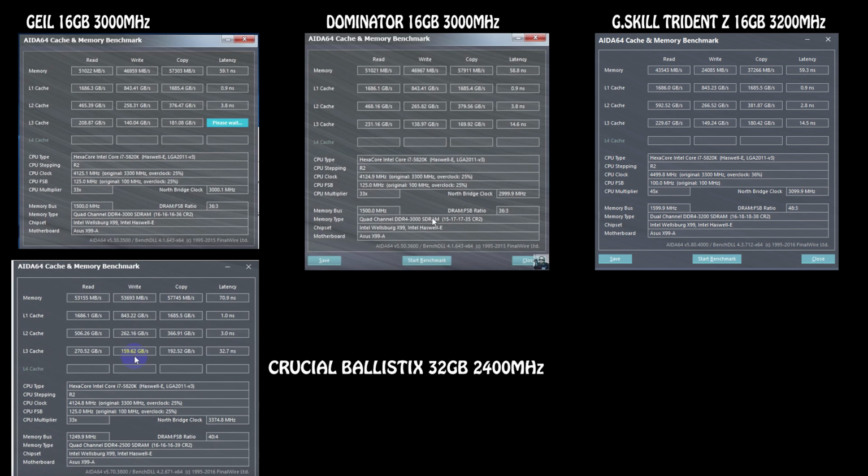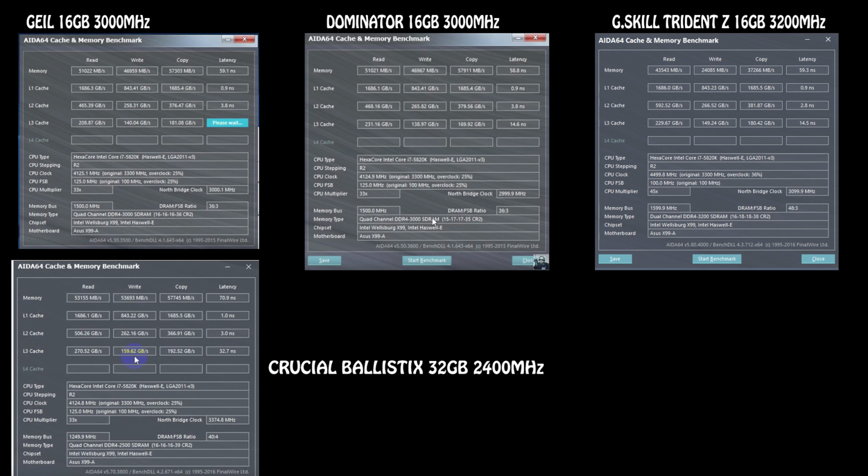Guys, if you notice right here on the screen, I got the results of the benchmarks of the previous RAM that I have reviewed here and also ran the benchmark. If you look at the top left, we can see the Jill 16GB at 3000MHz. In the middle, we got the Dominator 16GB at 3000MHz. And to the right, we got the G-Skill Trident C at 16GB, 3200MHz. And if you also want to count at the bottom, we got the Crucial Ballistix 32GB at 2400MHz.